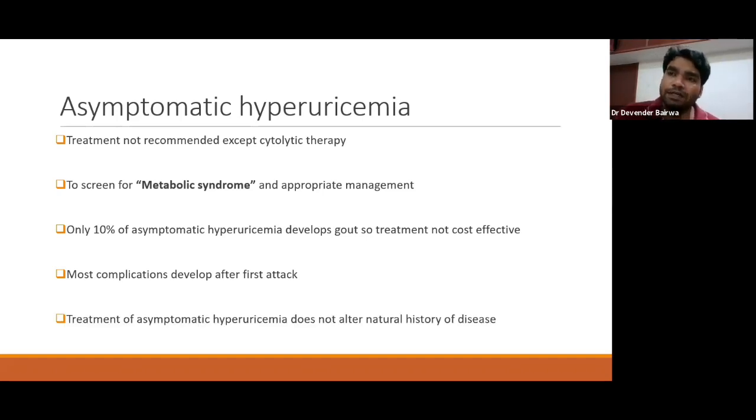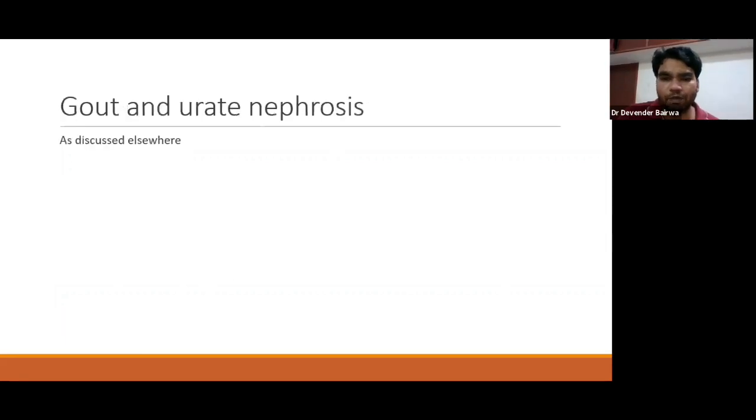Even if you start treatment for asymptomatic hyperuricemia patients, it has been seen that their natural history will not change, meaning their progression to renal failure, hypertension and diabetes will not change. So there is no cost effectiveness of treatment. There is no change in the natural history of the disease. So there is no point in treating asymptomatic hyperuricemia, except when cytolytic therapy is going on.